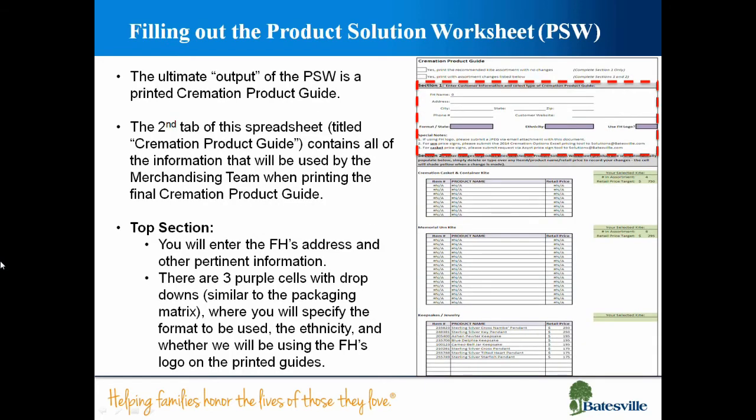The second tab on the file is the cremation product guide tab. On the top section, you need to fill out for us the name of the funeral home, address, city, phone number, what format or state, especially for California and New York, and ethnicity background. We have a multicultural version and an African American version. Also, you need to let us know if you'll be using the funeral home's logo with the worksheet.